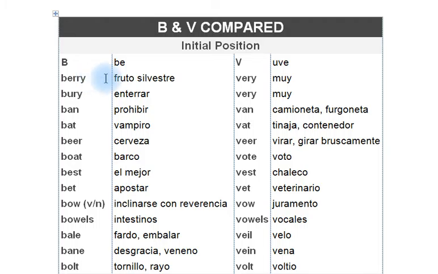V, berry, very, berry, another meaning, very, ban, van, bat, vat, beer, veer, boat, vote, best, vest, bet, vet, bow, vow, bowels, vowels, bail, veil, bane, vein, and bolt, volt.